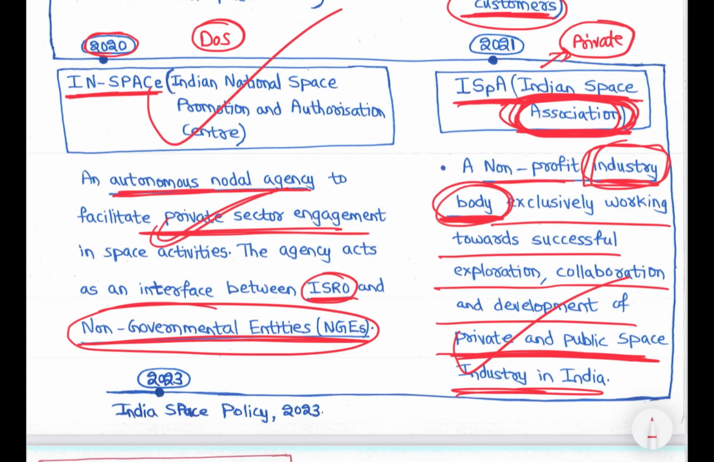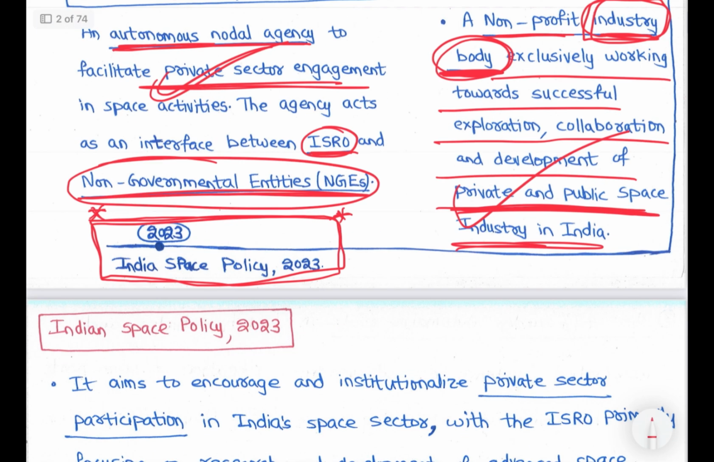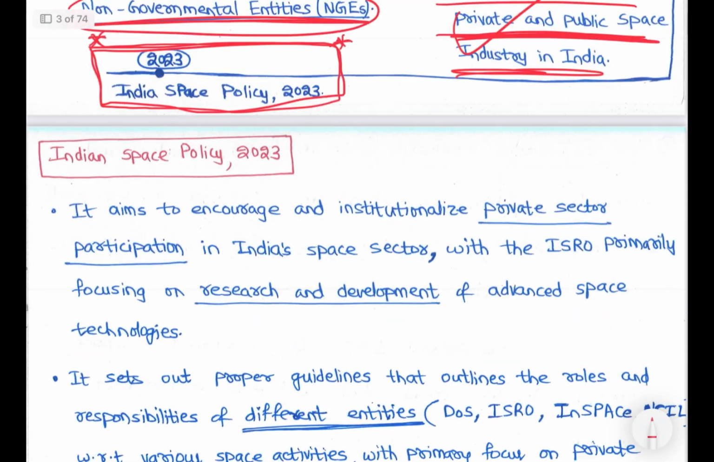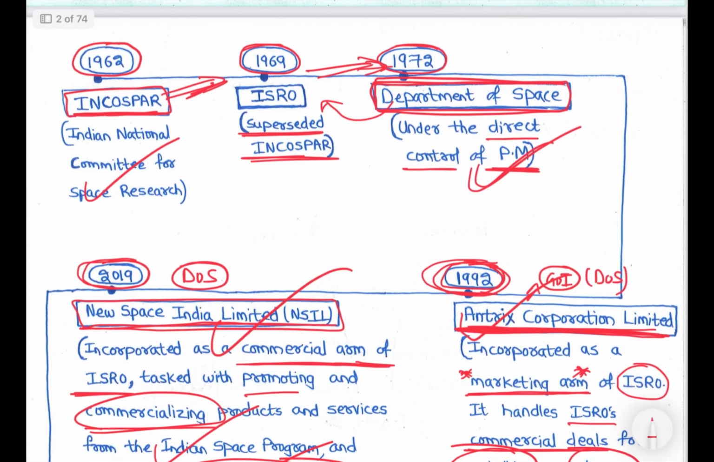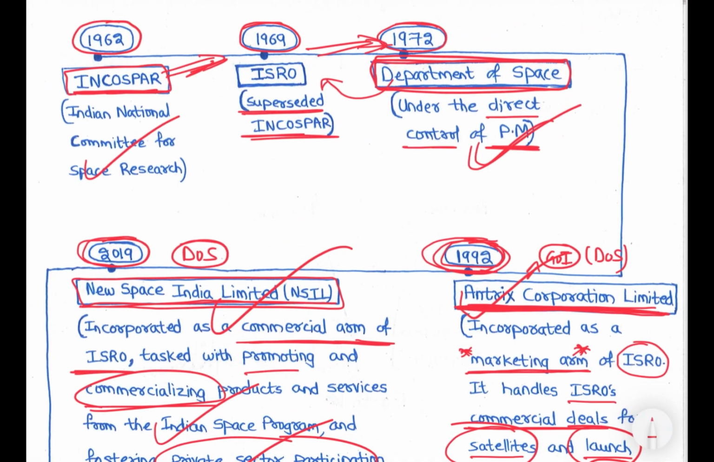Then in 2023, the government brought the Indian Space Policy 2023. It does a few things we'll be studying under the Indian Space Policy. So first, what we need to understand here is just this much. You don't need to go for any further research with respect to evolution. All important organizations and their main functions are given. You need not study anything else.